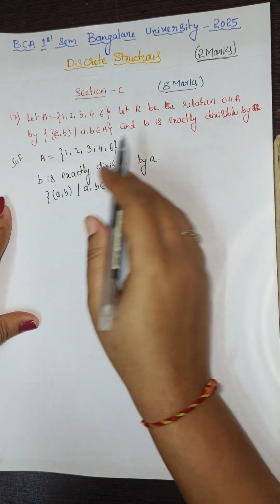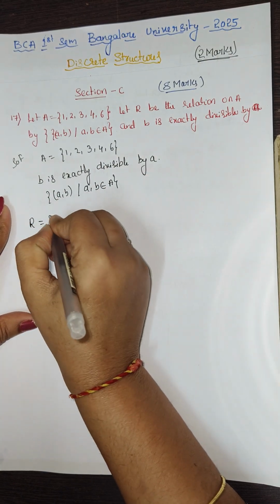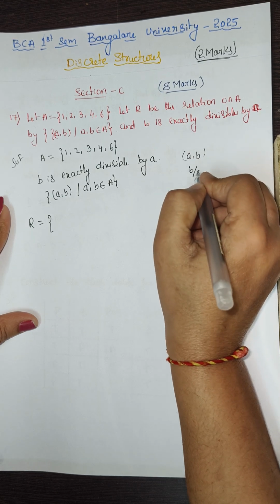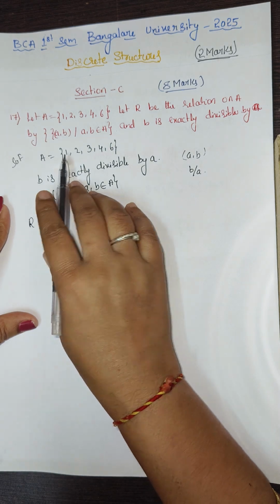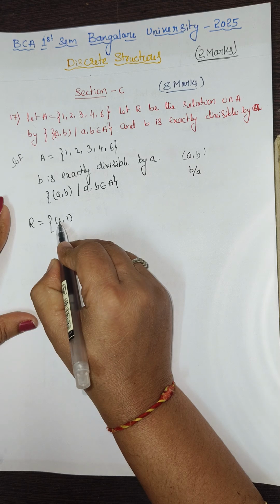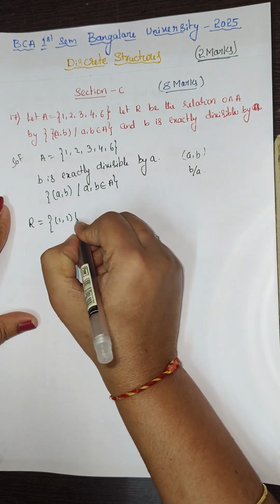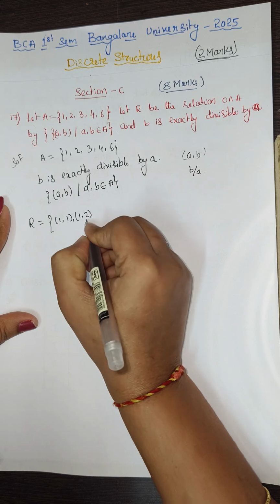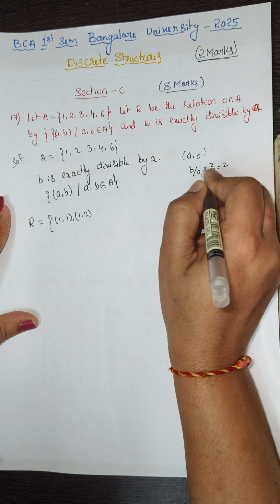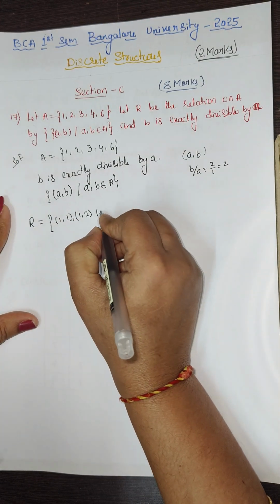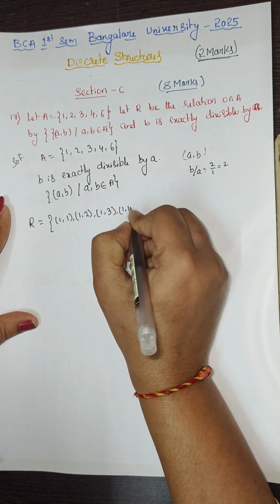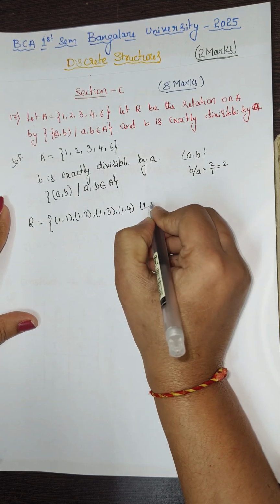So here I will write the relation. You have to write the pair (a, b) where b is exactly divisible by a. So we will start with 1. Okay, (1, 1). Is it possible? 1 divided by 1 is exactly divisible. Next (1, 2): 2 divided by 1 is 2 only, so it's exactly divisible. So (1, 3) also comes, (1, 4) also comes, and (1, 6) also comes.